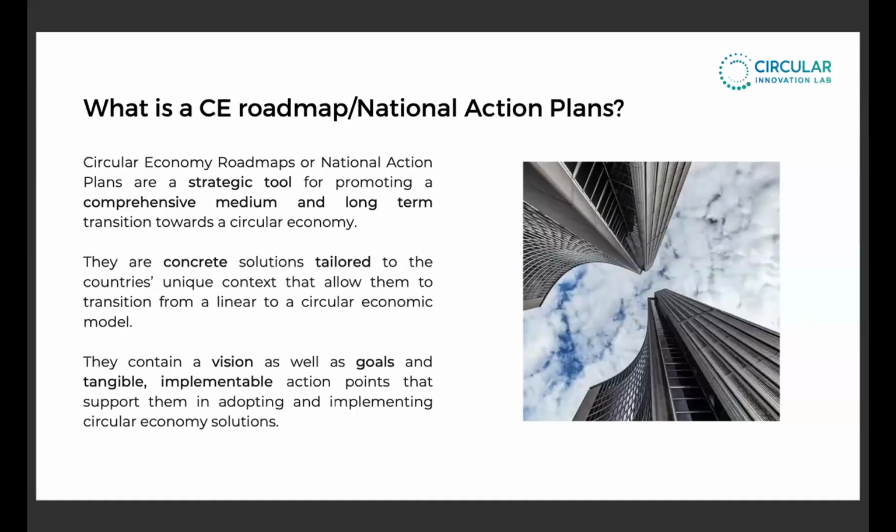tailored to country, unique context and contain a vision as well as goals and tangible implementable action points.